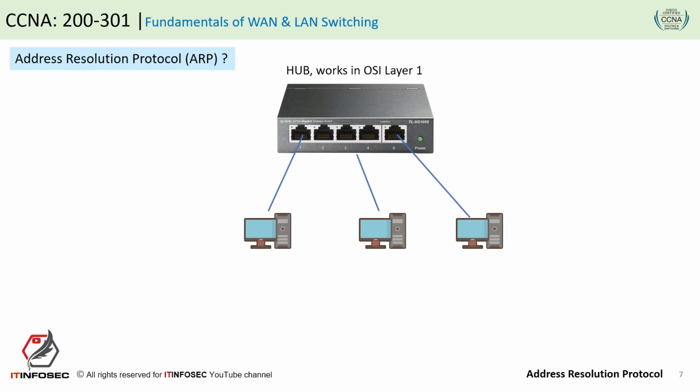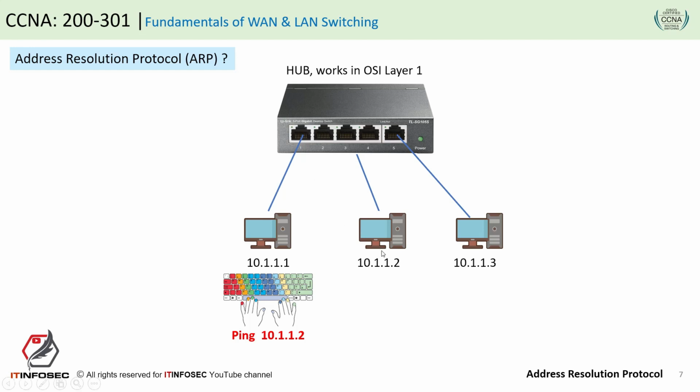See, we have 3 computers: 10.1.1.1, 10.1.1.2, 10.1.1.3. When I sit behind computer A, for example 10.1.1.1, and I type ping 10.1.1.2, I want to ping the second computer and hit enter. The packet produced from my computer is sent to the hub.